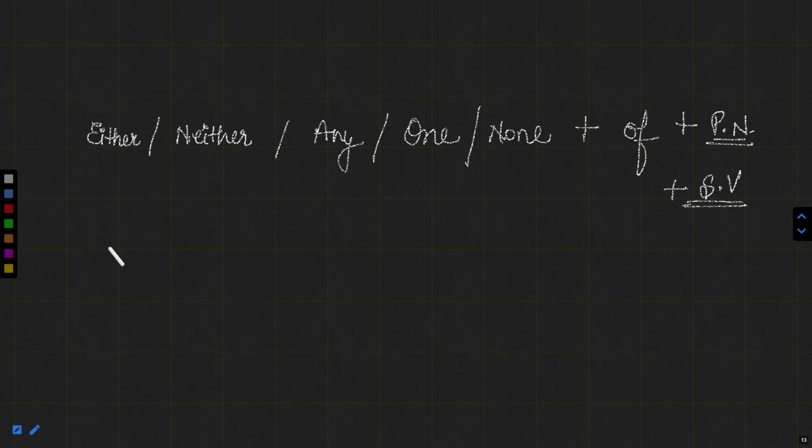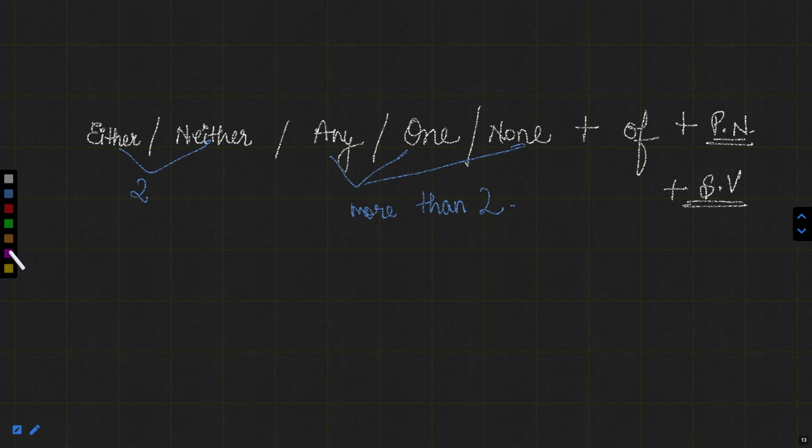One more thing. In this structure, either and neither can be used only for two persons or two things or two entities, but any, one, or none are used for more than two. Now whenever we are talking about only two, we can use either or neither, but if we have more than two, we can use any, one, or none.